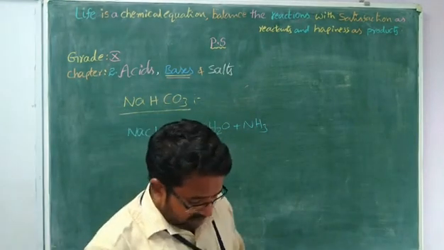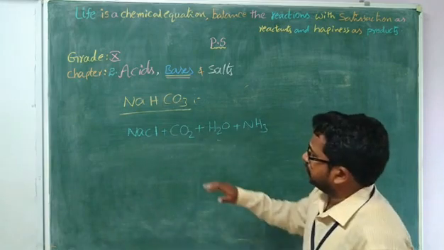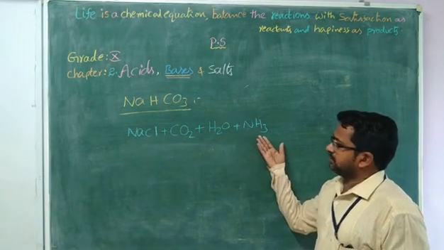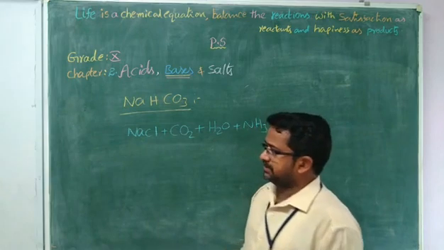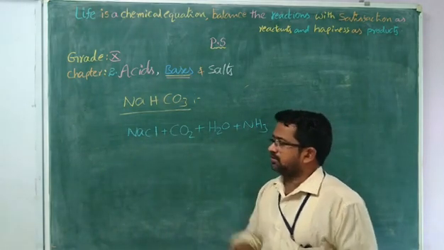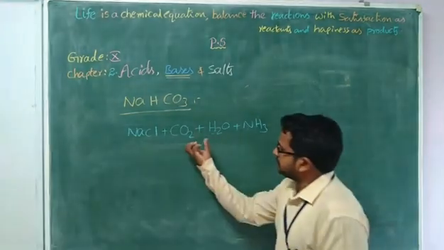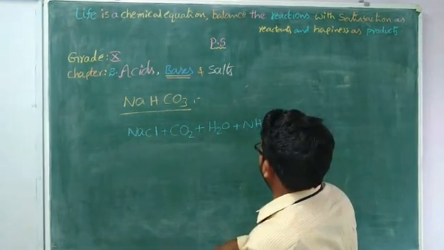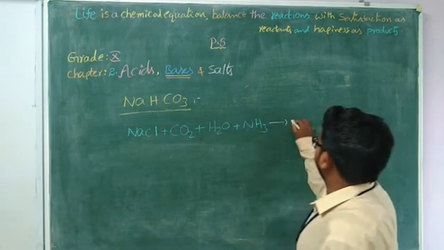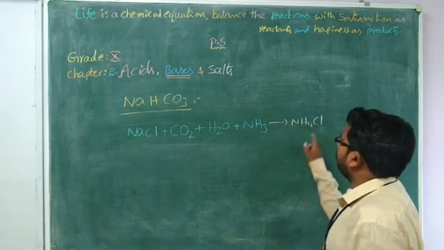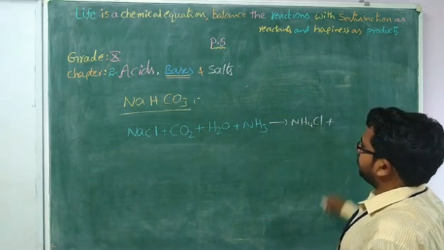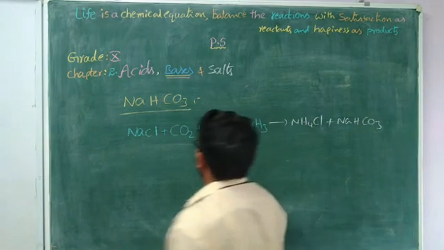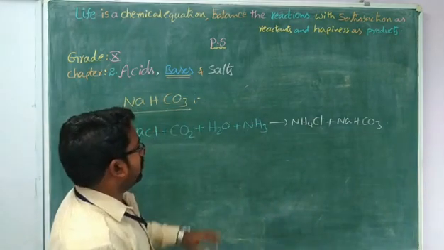So like this, many chemicals are going to be combined with each other: sodium chloride, carbon dioxide, water and ammonia. Ammonia is slightly basic in nature, carbon dioxide is slightly acidic in nature, and NaCl and water are neutral. All these chemicals are going to combine and they will form two salts, that is NH4Cl, ammonium chloride, and besides this, sodium bicarbonate.